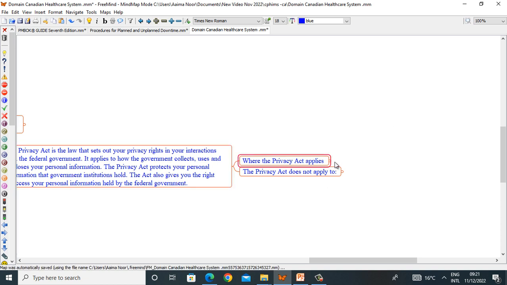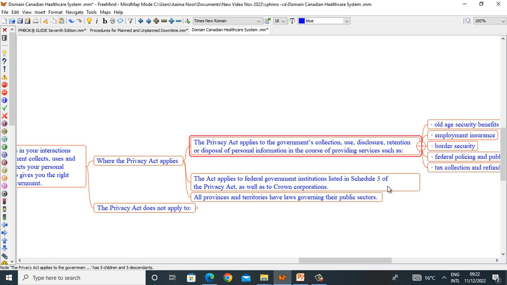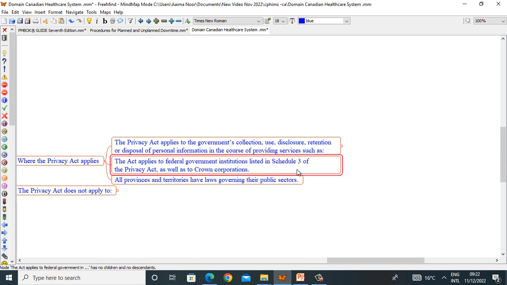Now see where the Privacy Act applies. The Privacy Act applies to government collection, use, disclosure, retention or disposal of personal information in the course of providing services such as old age security benefits, employment insurance, border security, federal policing and public safety, tax collection and refund. The Act applies to federal government institutions listed in Schedule 3 of the Privacy Act as well as to Crown corporations.